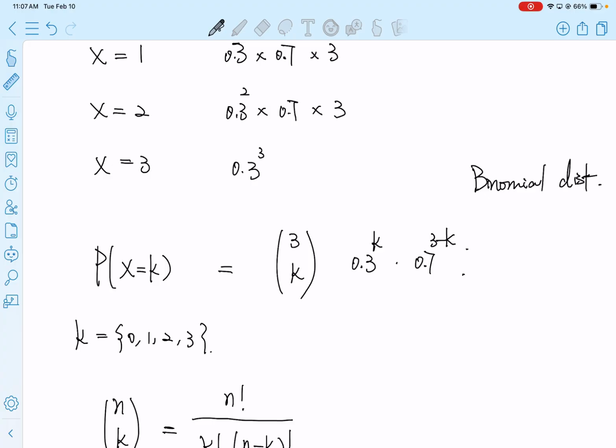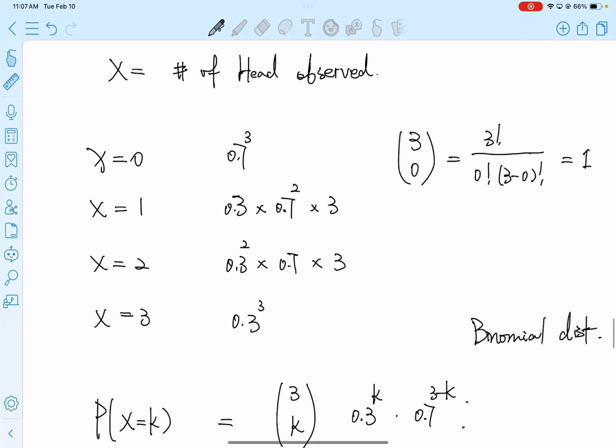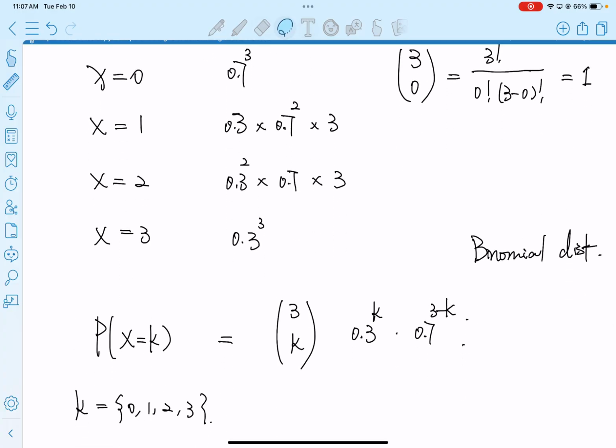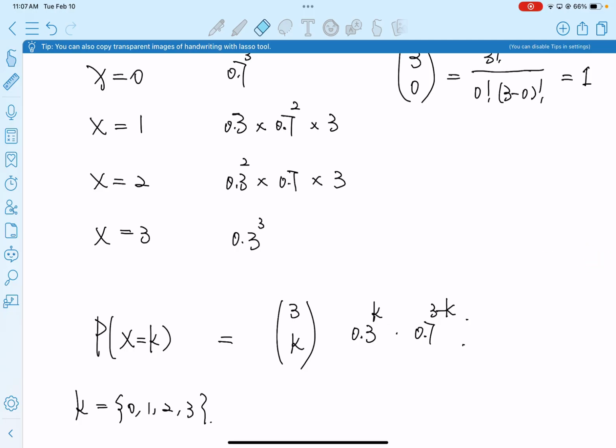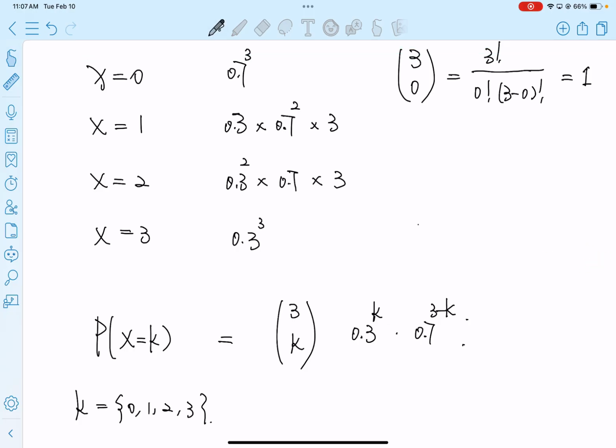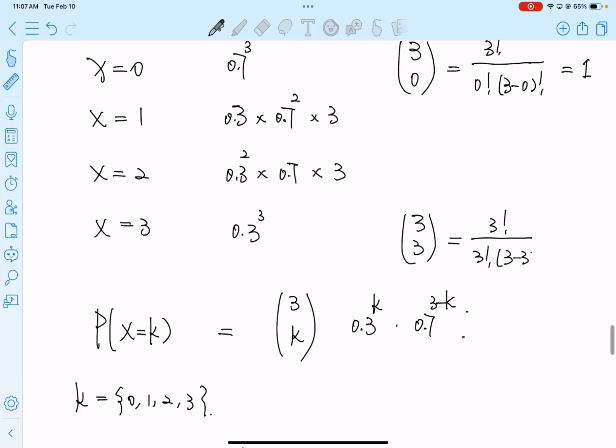And yeah, so similarly, by plugging in the formula, here we will have 3 choose 3. You will have 3 factorial, and then (3 minus 3) factorial. That will also give you a 1.